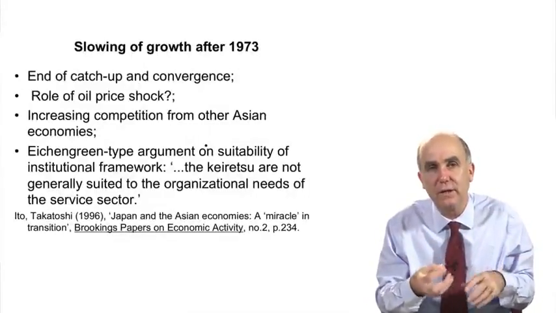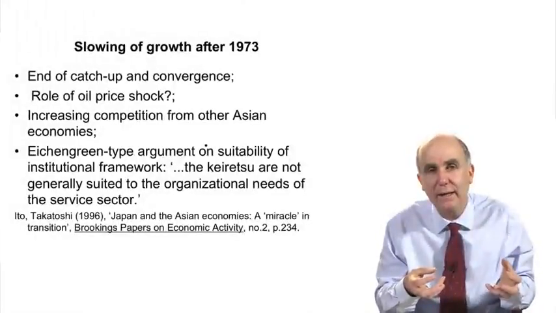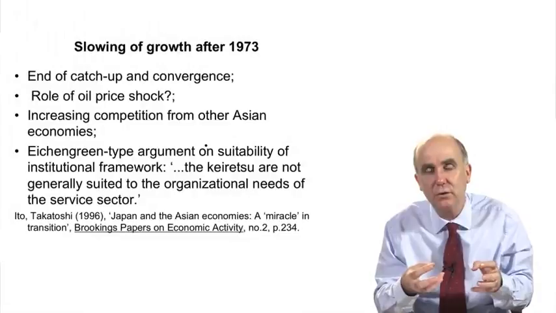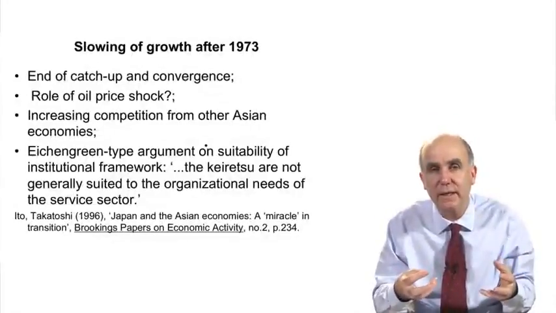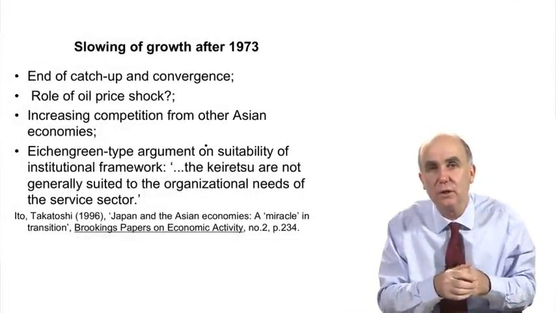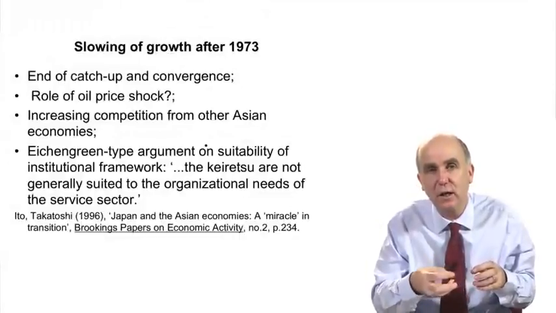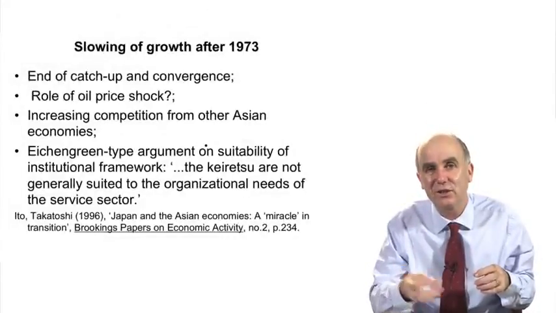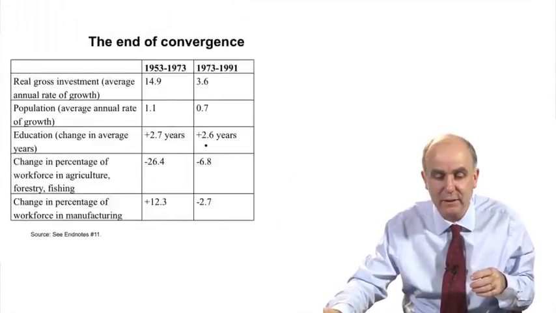There's increasing competition from other Asian economies, and also perhaps a similar idea that we saw for Europe, what I've called here the Eichengreen type argument: that the institutions in Japan that were suited to the rapid development of an industrial manufacturing economy, for example the keiretsu, weren't so well suited to the organisational needs of achieving productivity improvement in the service sector, which was increasingly becoming an important part of the Japanese economy from the 1970s onwards.